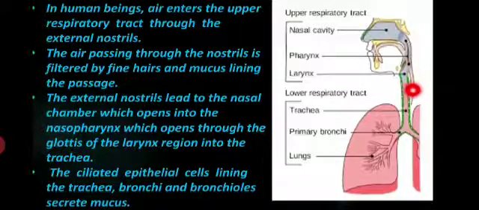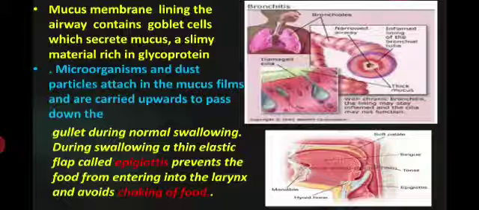Along this pathway, the ciliated epithelial cells lining the trachea, bronchi and bronchioles secrete mucus. This mucus secretion is very helpful to trap pathogens and dust particles, preventing them from entering the body, mainly the lungs region. So in this mucous membrane you can see the inflamed lining of the bronchial tube. You see this structure, the narrowed airway, this pathway, and this yellow color you have to see is mucus.